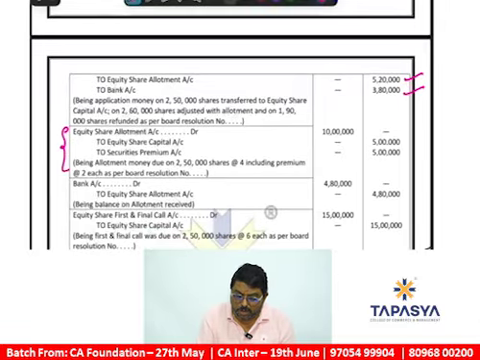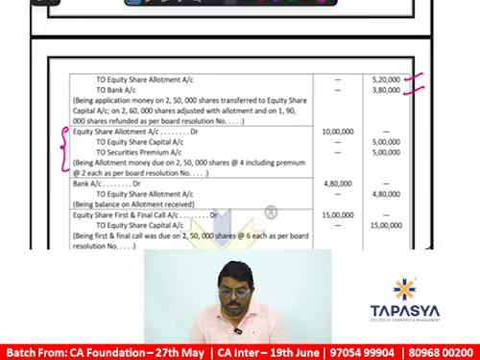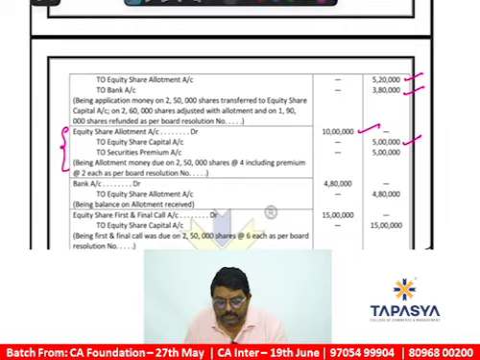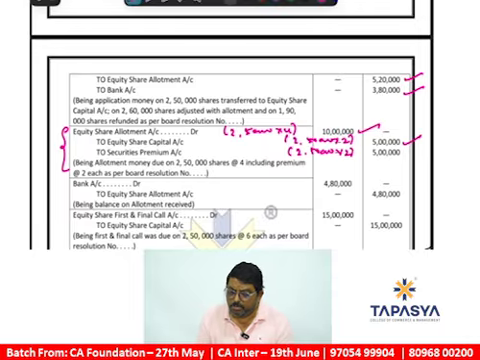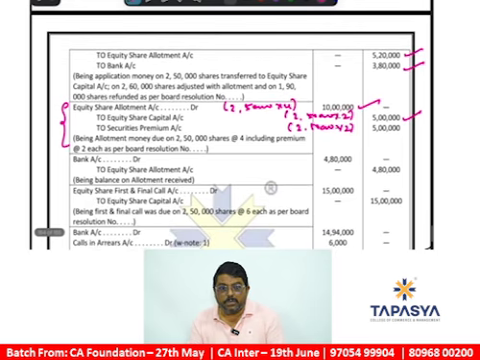Go to the next one. Allotment due. Allotment due: 2 lakh 50,000 shares into 2 rupees, 2 rupees, 4 rupees totally. 10 lakh is equity share capital. 2 lakh 50,000 into 2 rupees, 5 lakh is equity share allotment. Allotment with premium, we know the entry. Equity share allotment account debit to equity share capital, to security premium. So equity share allotment account debit simply 2 lakh 50,000 into 4 rupees. This is 2 lakh 50,000 into 2 rupees. Allotment due.